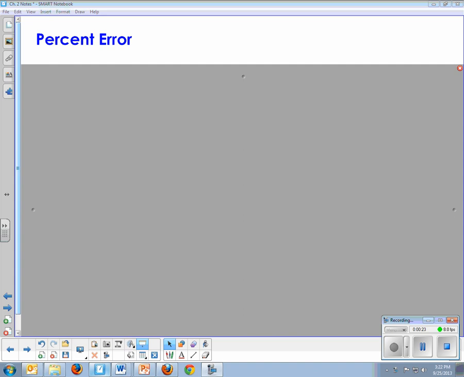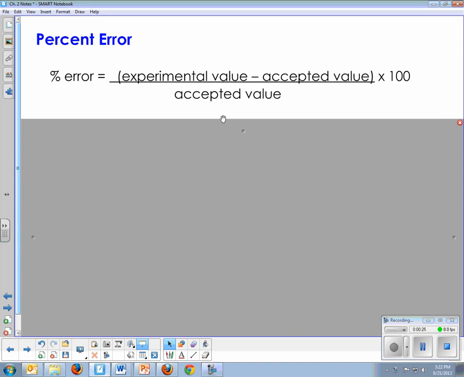The way we calculate it is using this formula. So percent error equals the experimental value minus the accepted value. So you do that first, it's in parentheses, then divided by the accepted value times 100. The experimental value is what you do in lab. So this would be after your calculations from your data, the answer you get. The accepted value would be from a book, some sort of table, or your teacher for the right answer, the accepted one that everyone believes to be true.